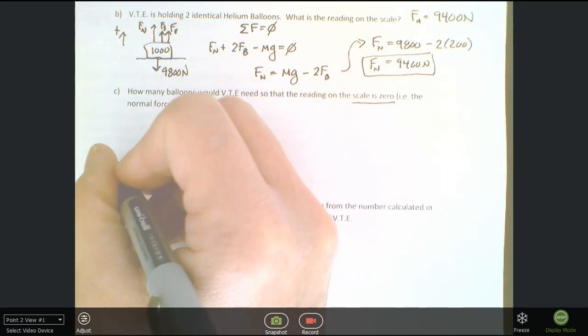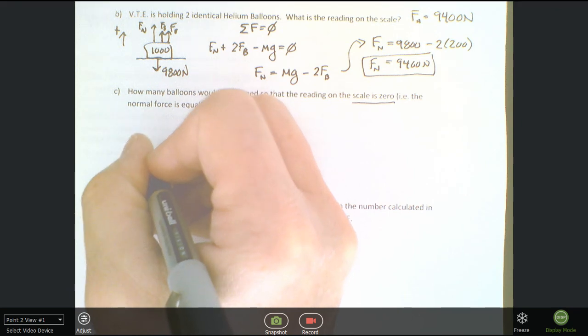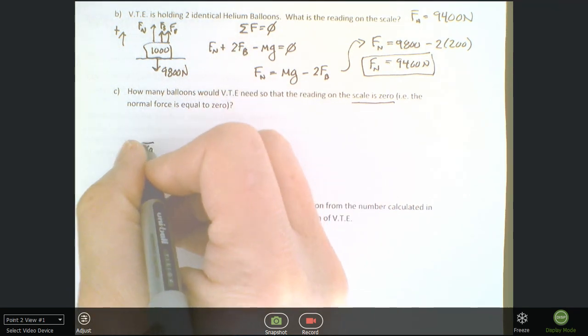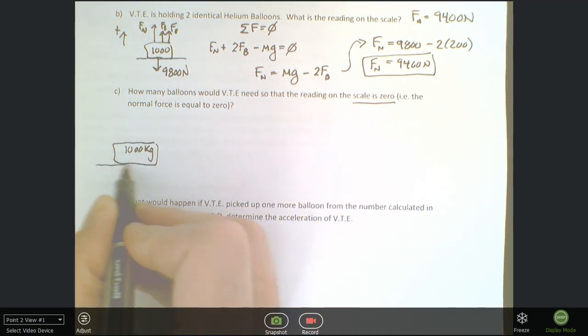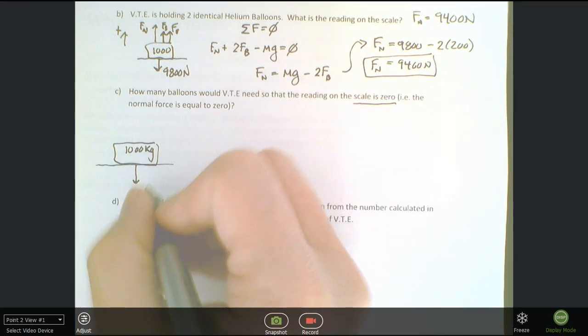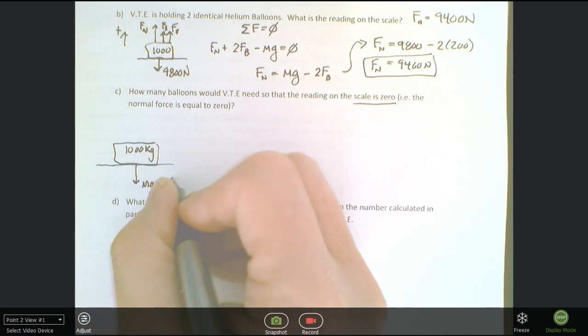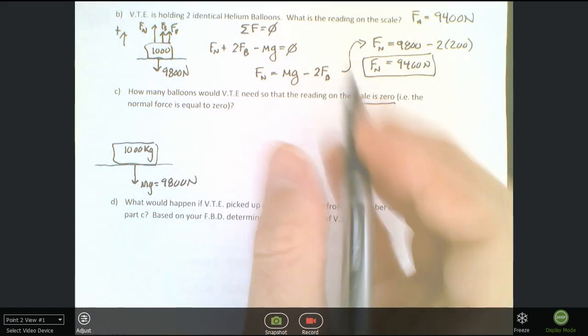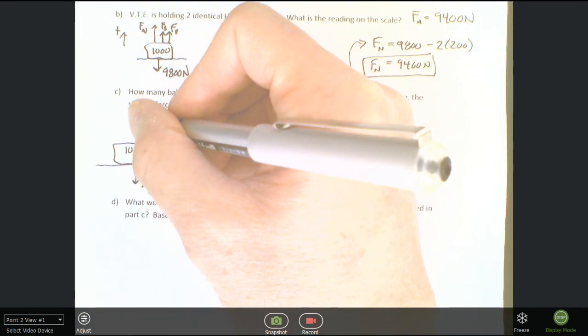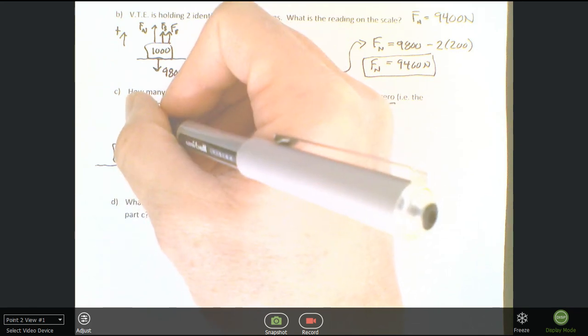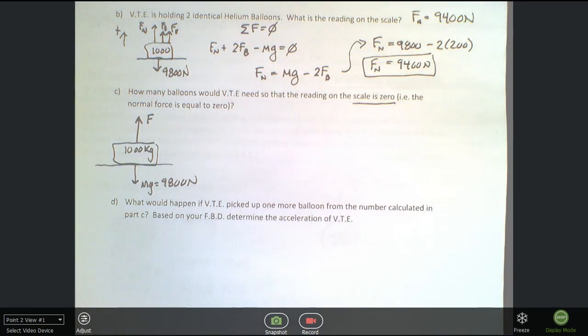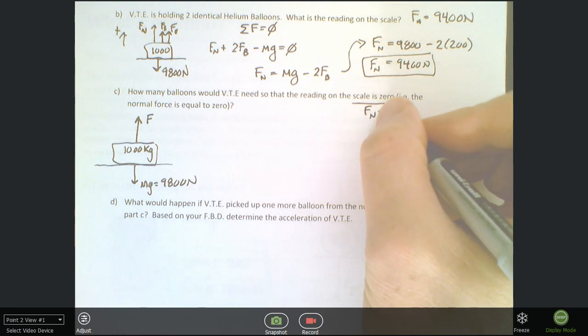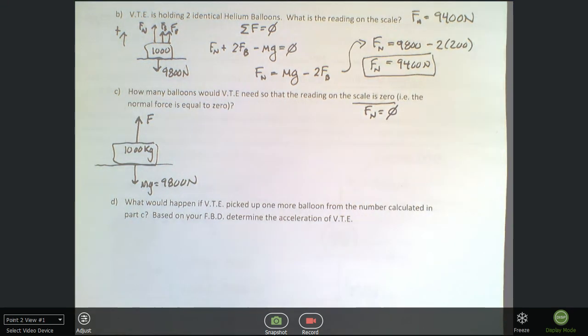So let's say that we've got Vector the elephant, 1,000 kilograms, standing on this scale. And we know the weight pulling down, the mg, has not changed. It's still 9,800 newtons. And now there's a whole bunch of balloons. So I'm just going to call it F. It's a whole bunch of balloons. I don't want to write them all down. And you look at it and say, well, it says the scale should be 0. So that means there should be no normal force.